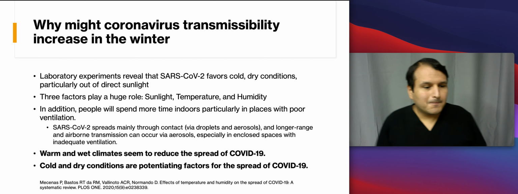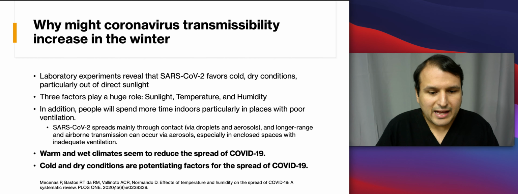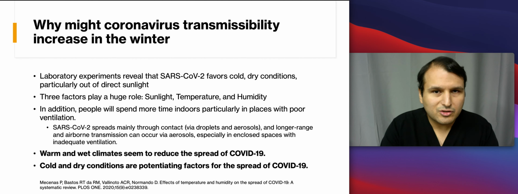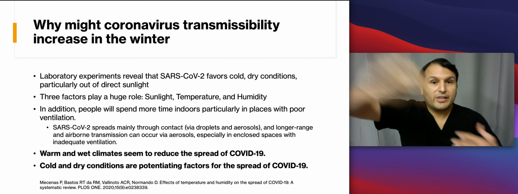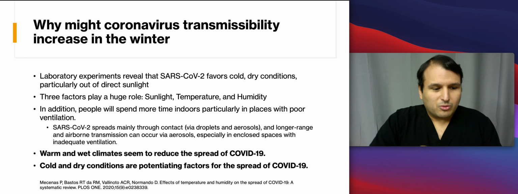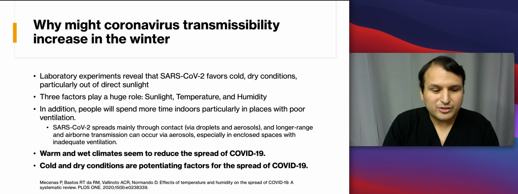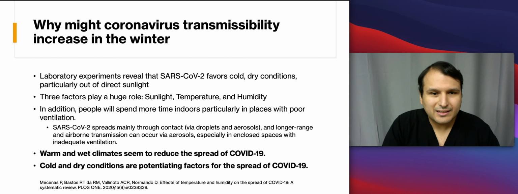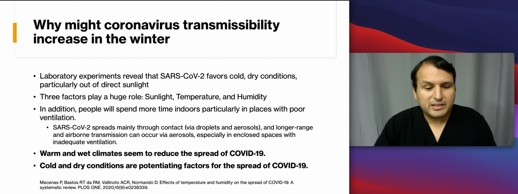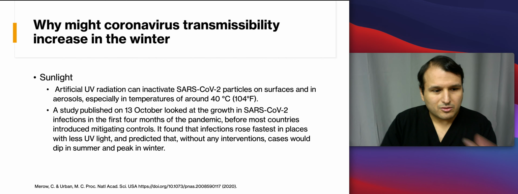We've already talked about how it spreads through droplets and aerosols, and based on the size of the droplet, that can also determine how far it can go. But in a nutshell, warm and wet climates are not good for the coronavirus. Cold and dry climates are good for the coronavirus. We're currently in a cold, dry season, so that's possibly why we can see the virus surviving or transmitting itself a little bit better right now.